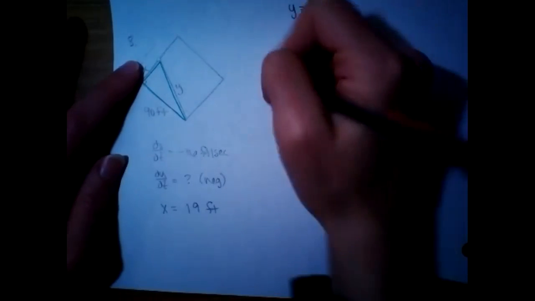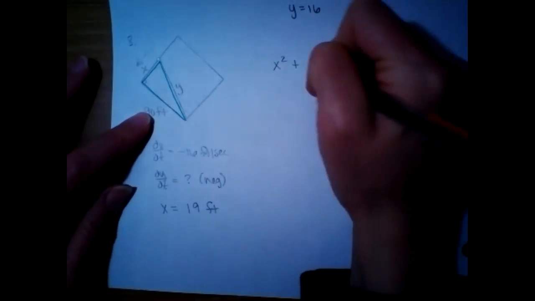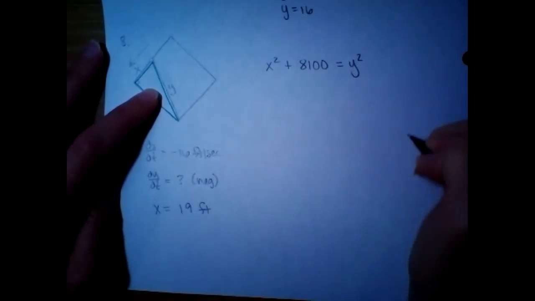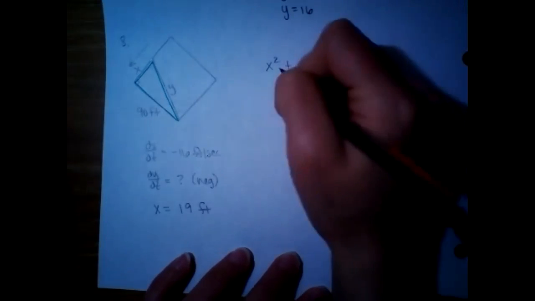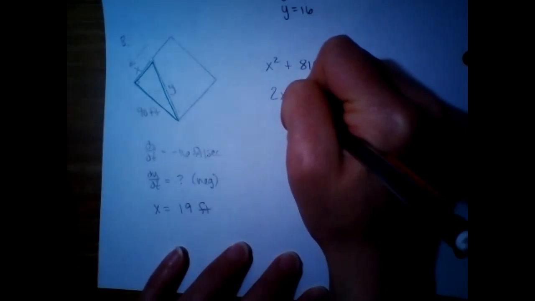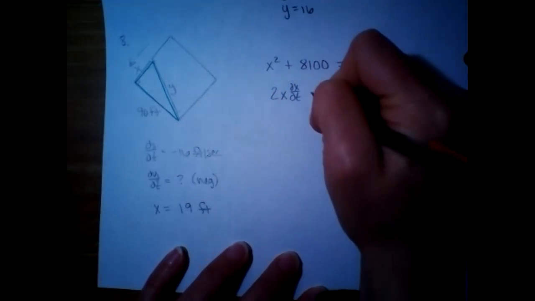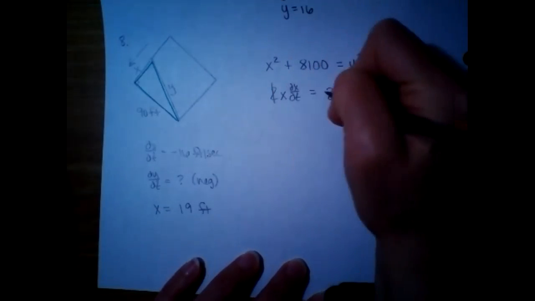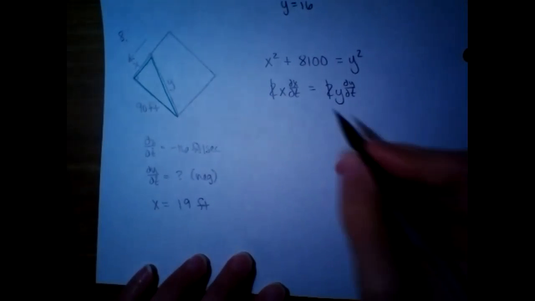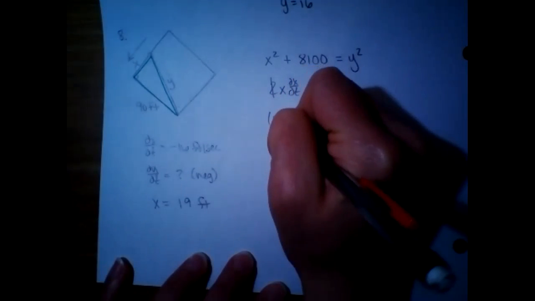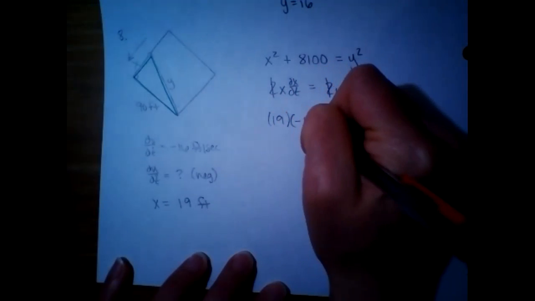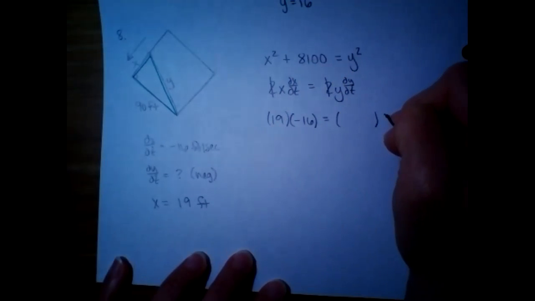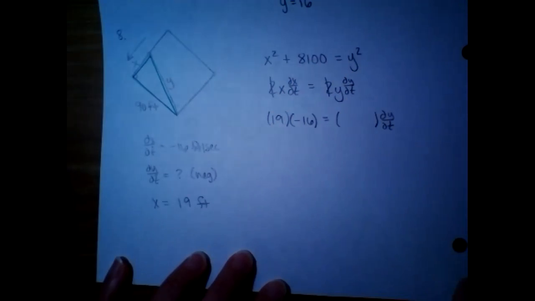So again, it's going to be Pythagorean theorem. We'll have x squared plus 90 squared, which is 8100, equals y squared. And then the derivative will be 2x dx dt. This is a constant, so it's gone, equals 2y dy dt. And again, I'm going to cancel out the 2's. So x is 19, dx dt is negative 16, y I'm missing, so we'll come back to that, and dy dt is what we want to find.